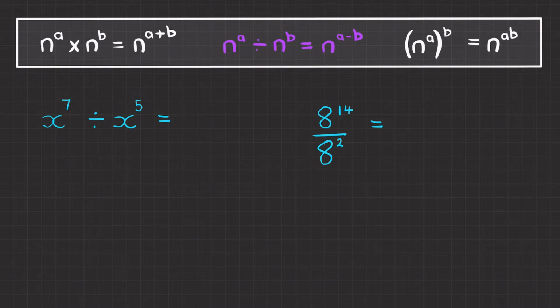These two questions involve dividing. So we're going to use the dividing rule of indices, which is this one here. We've got x to the power of 7 divided by x to the power of 5. We know it's going to be x to the power of something. We now need to know what to do with these indices.